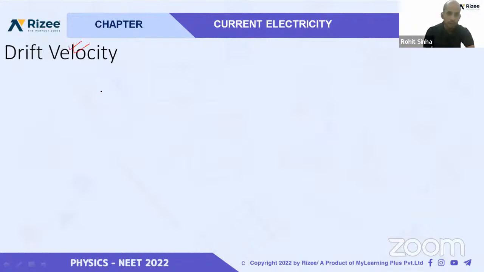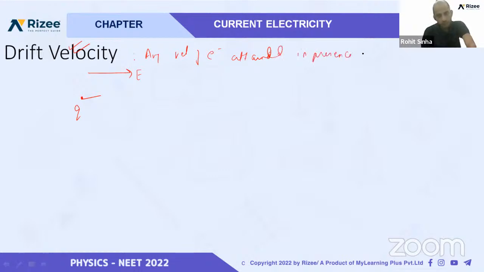You should remember. Now, what I told you. Suppose a charged particle started moving here. If we have applied some electric field, drift velocity is the average velocity of the electron attained in the presence of electric field. In the presence of electric field, how much average velocity is attained? That average velocity is called the drift velocity.